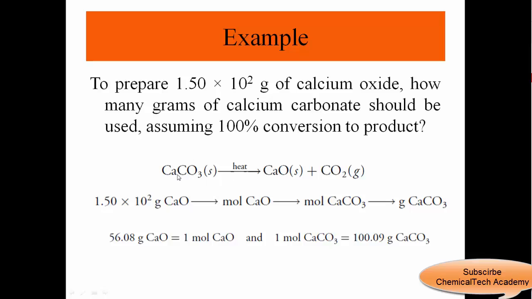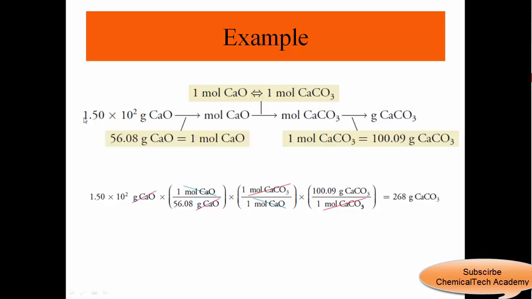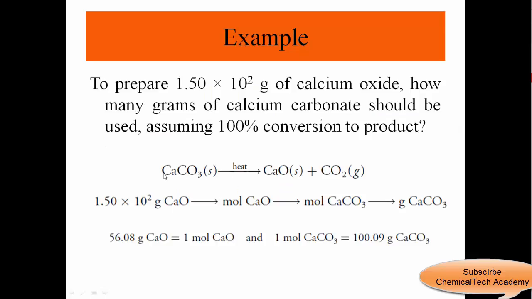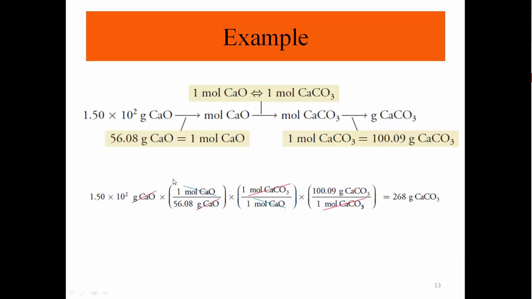So here is the molar mass of CaO and CaCO3. Here's 100.09 grams, and the other one is 56.08 grams. So 1.5 times 10 to the power 2 grams CaO, that's the molar mass. We can then find the number of moles of CaO, and we can see here based on this equation 1 mole of calcium carbonate will produce 1 mole of calcium oxide. Okay, and based on that we can find the number of moles of calcium carbonate, and then we multiply it by the molar mass to find the mass of calcium carbonate.